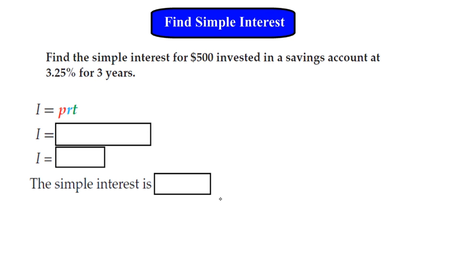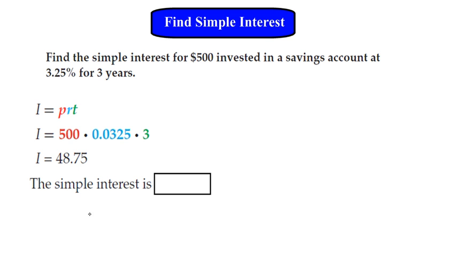So here's an example. Find the simple interest for $500 invested in a savings account at 3.25% for 3 years. So the principal amount, we're going to take $500 and invest it. We're going to earn a rate of 3.25%. Remember, we need to change that to decimal to get rid of that percent. And the time in years is 3 years. So 500 times 0.0325 times 3 gives us $48.75. So that's the amount of interest we earn on the $500 over 3 years.